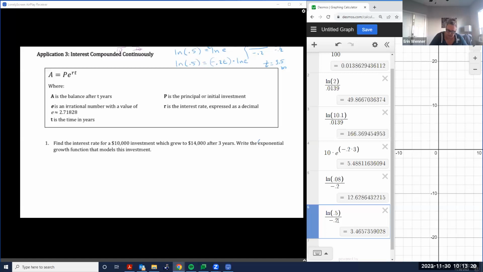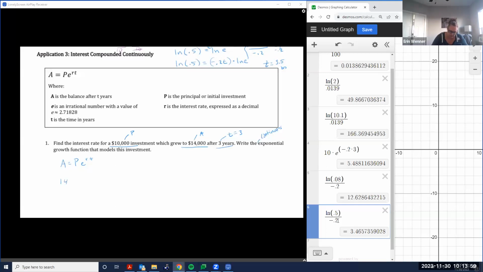So we want to say write the continuous exponential growth function. Okay, so we've got A equals P times E to the RT. So $10,000 is our initial investment, so that's going to be P. It's growing to 14,000, so that's our A value. It's our account balance after a specific period of time. And then after 3 years means that T is equal to 3. Again, we're trying to find that interest rate. That's why we don't have an R value here. So we're going to plug in what we have and go from there.